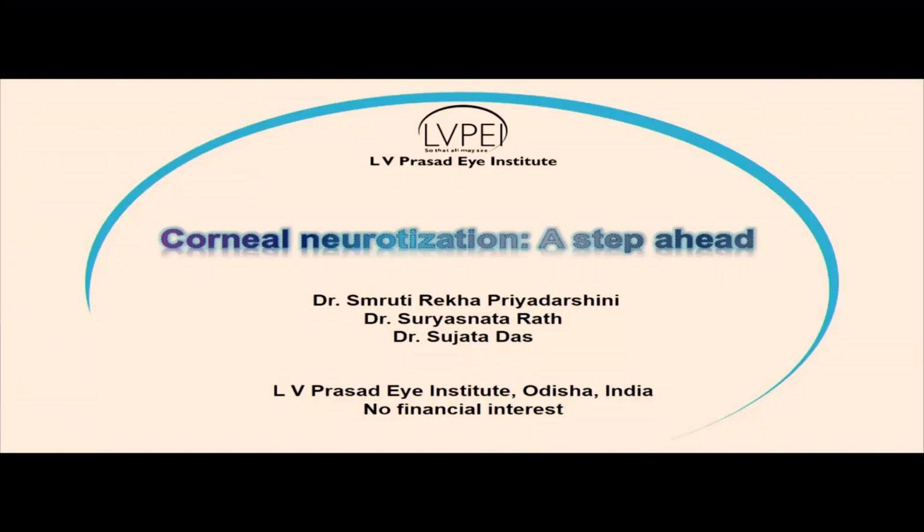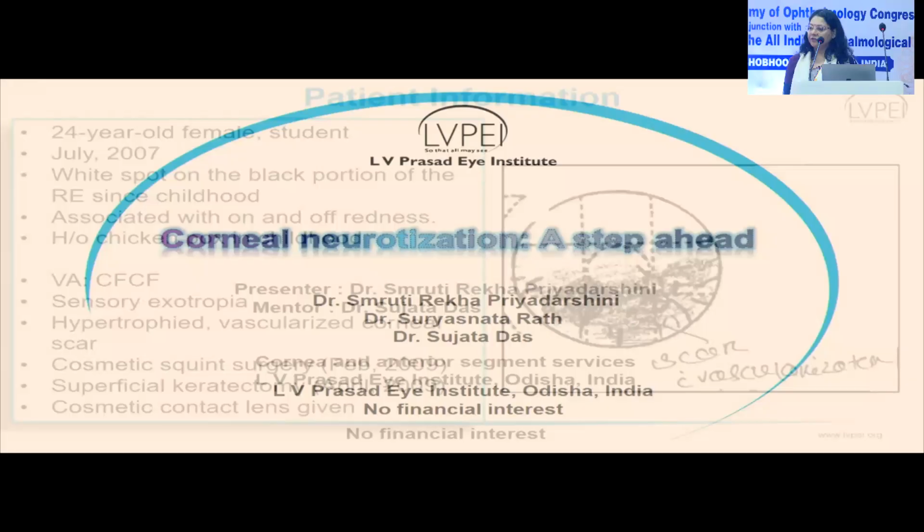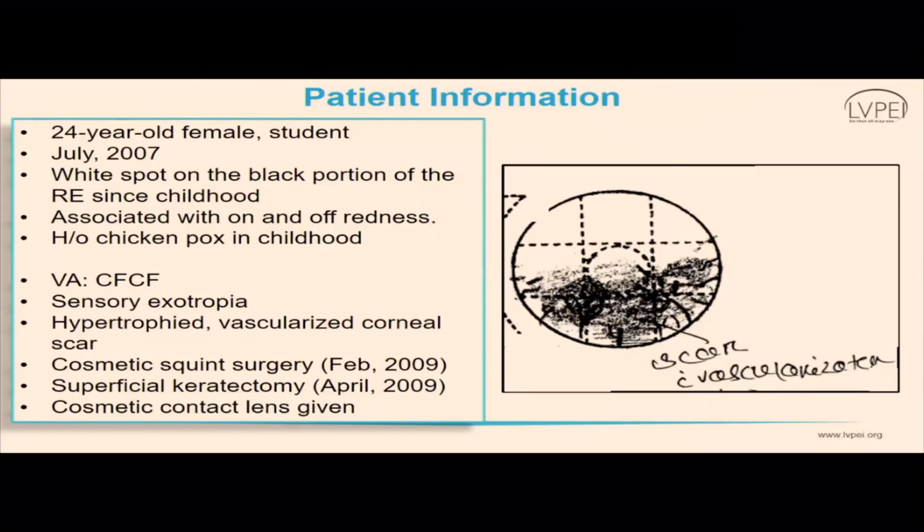Hello everyone, I will be discussing a case of corneal anesthesia following varicella zoster infection managed successfully by indirect corneal neurotization technique. A 24-year-old female presented to us in 2007 with chief complaints of a white spot on the black portion of the right eye since childhood, associated with on and off redness. There was a history of chickenpox infection during childhood. Visual acuity was counting fingers close to face and the cornea showed a hypertrophied vascularized scar.